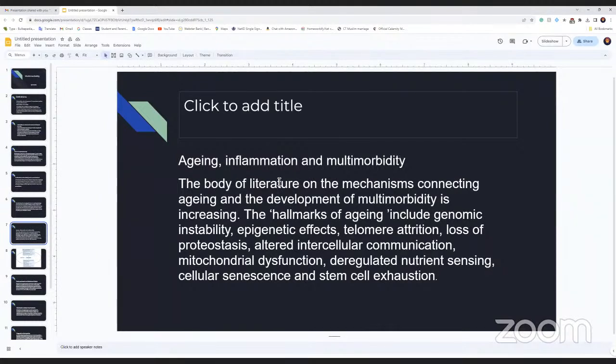The body of literature on the mechanism connecting aging and the development of multimorbidity is increasing. The hallmarks of aging include genomic instability, epigenetic effects, telomere attrition, loss of proteostasis, altered intracellular communication, mitochondrial dysfunction, deregulated nutrient sensing and cellular senescence, and stem cell exhaustion.